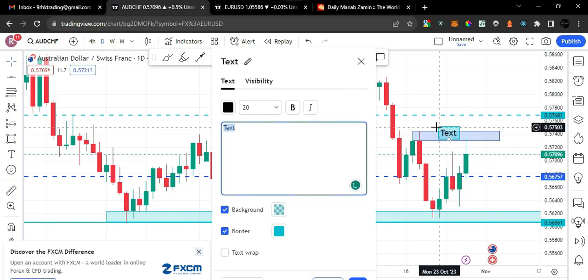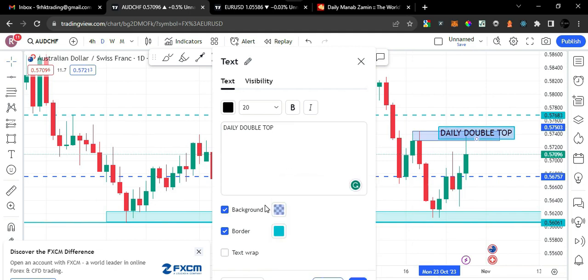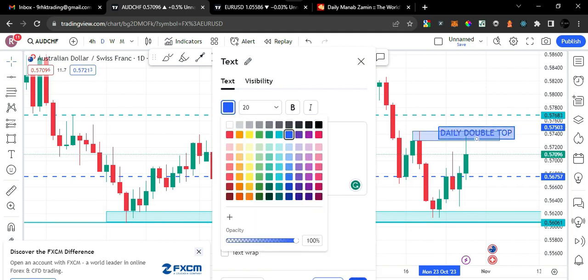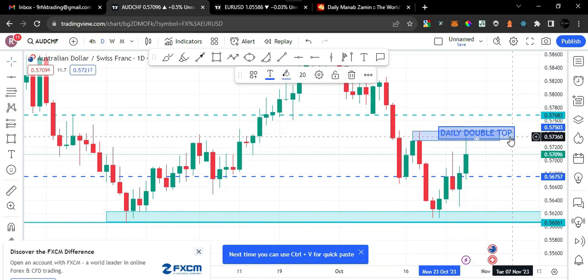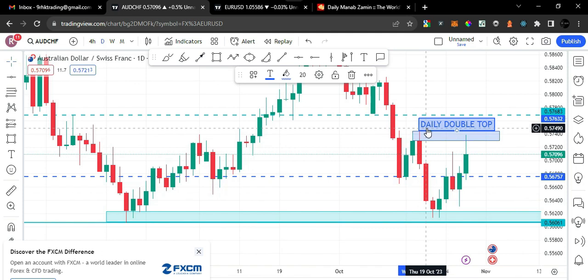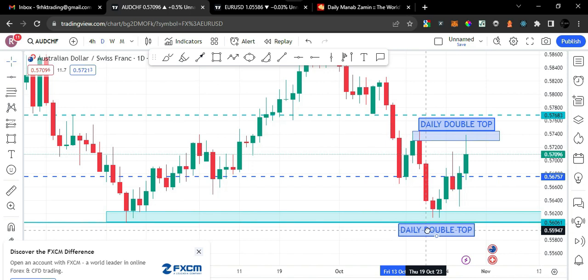This is the daily double top, and we have to put it in something like this. So the double top has been formed here, and if we copy it again, we can put it here also. Just need to change the text.